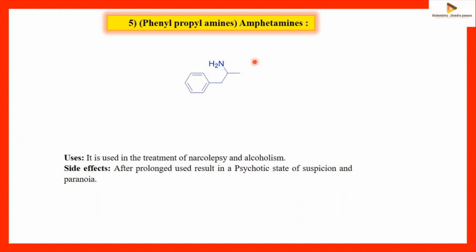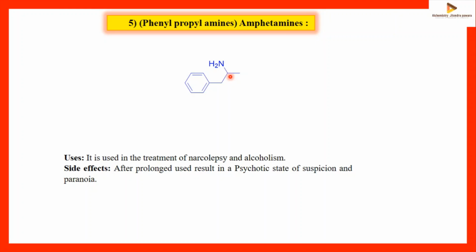It is optically active because this carbon is a chiral carbon. It has one hydrogen, CH3, CH2, and another group, so all four groups are different. A carbon attached to four different groups is called a chiral carbon. Due to this chiral carbon it is optically active, and it has two forms, dextro and levo rotatory. The dextro form is found to be more potent than the levo form.